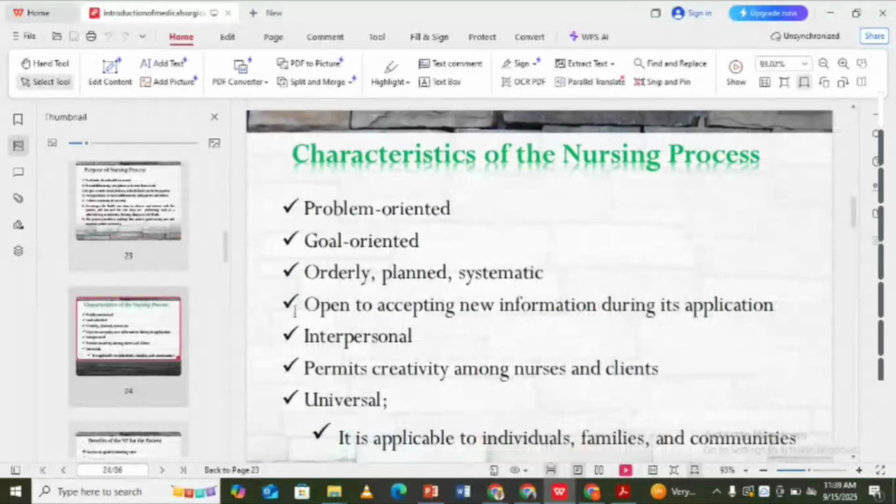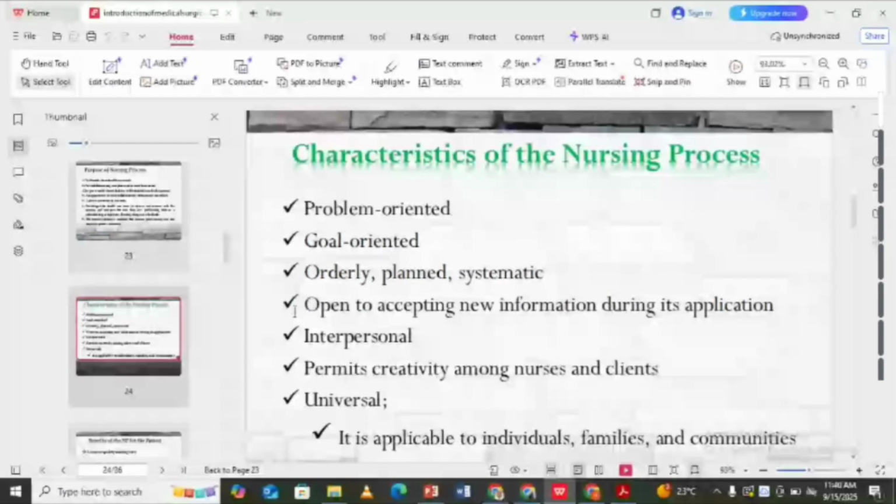Some of its characteristics, which I know you've discussed. I'm going a bit fast because this has been discussed by Dr. Namsonge. Problem oriented, because it focuses on the problem of the patient. Goal oriented, because you set goals. When you plan, you are setting goals, and you intervene and then evaluate this goal. So it's very much goal oriented, orderly, systematic.